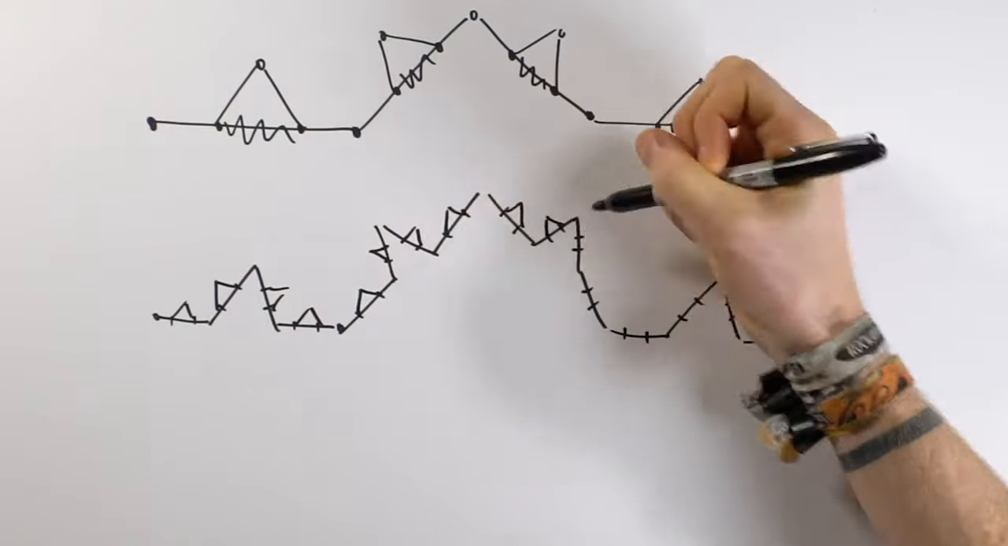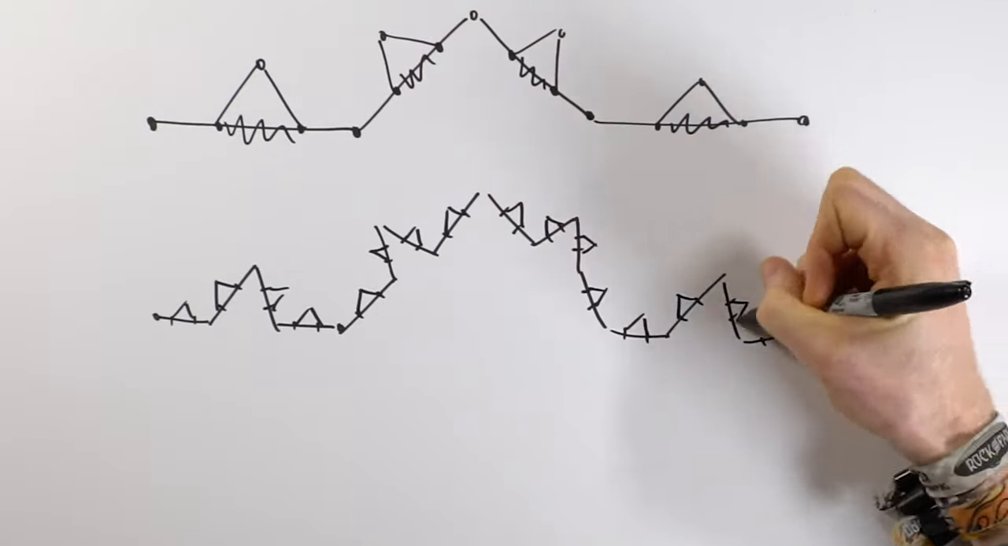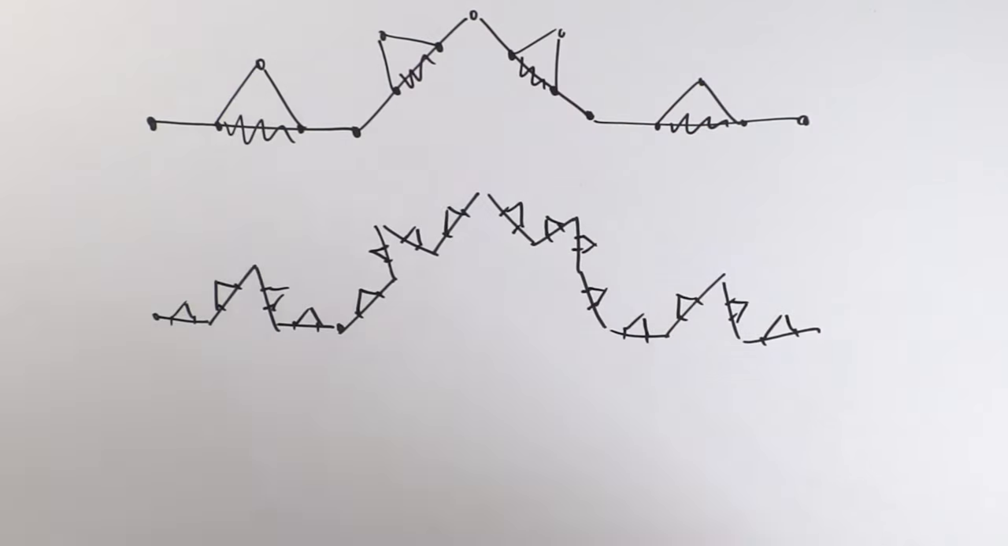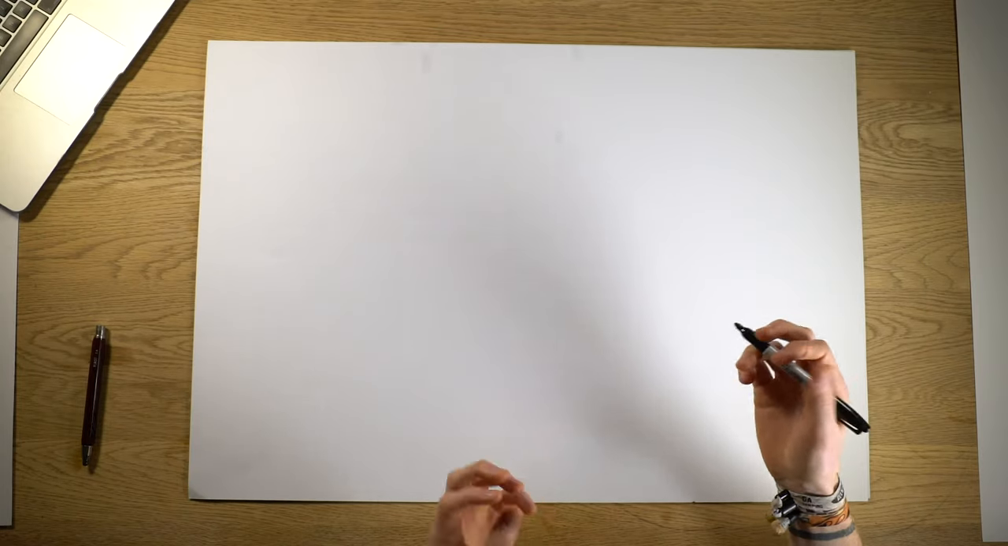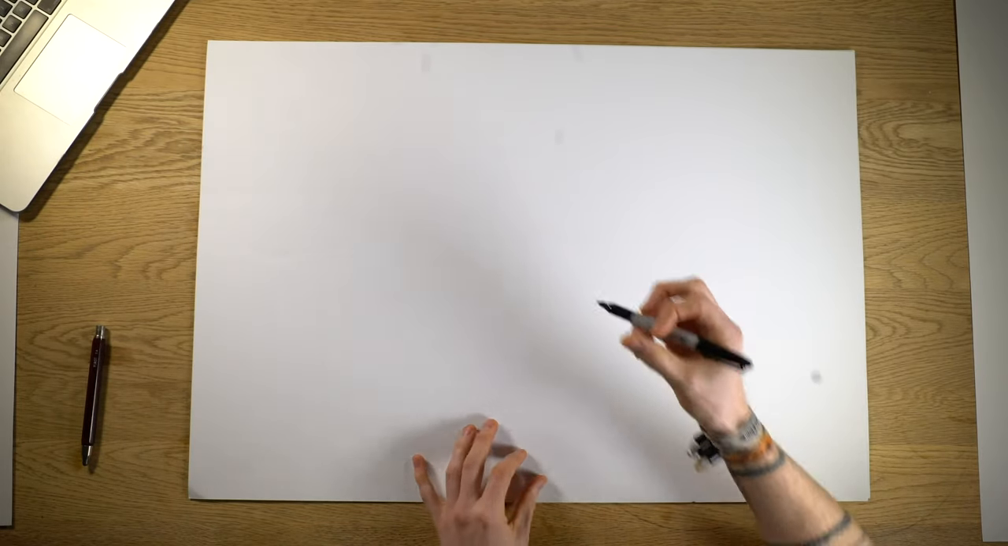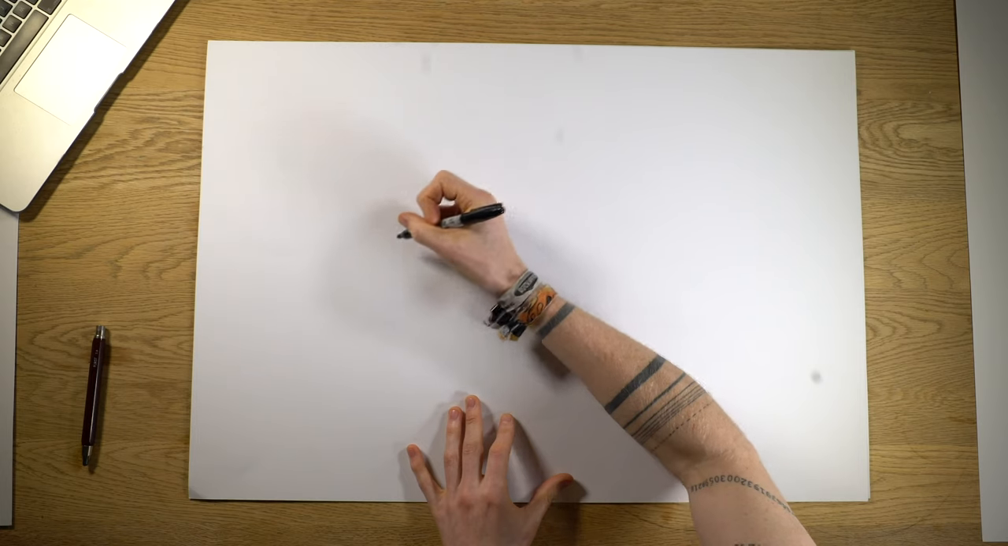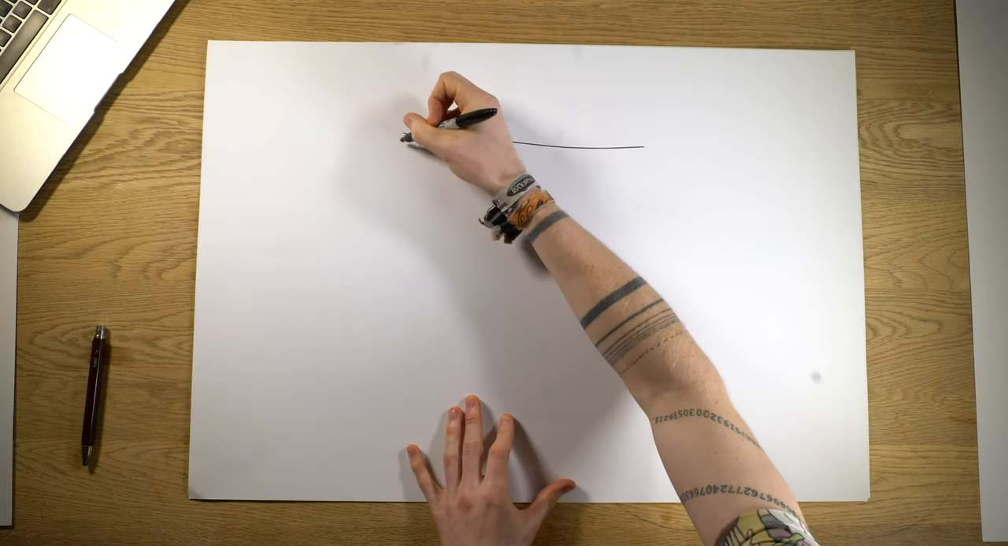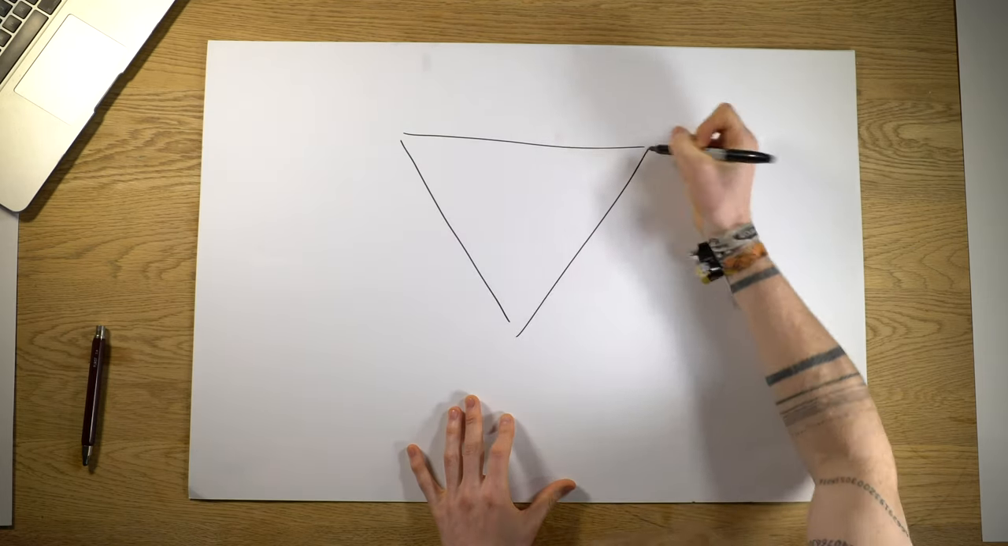And this is basically creating our own miniature fractal. This is called a Koch curve. Now, if we redo the exact same thing, but instead of starting with a line, we start with a triangle, it creates something called the Koch Snowflake.